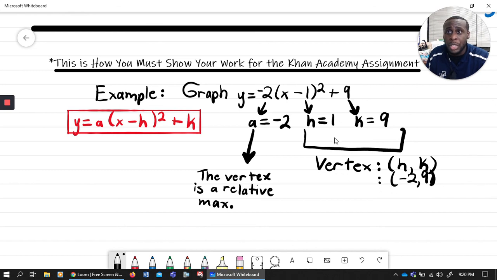Okay, so write what the vertex is. Again, you'll identify a, h, and k. You'll write out the actual form, the legit vertex form with the a, h, and k. What I've got here in red, you'll write that out. You'll tell exactly what the vertex is, and you'll write it like this with the (h, k) first, and then you'll write the ordered pair using those numbers.